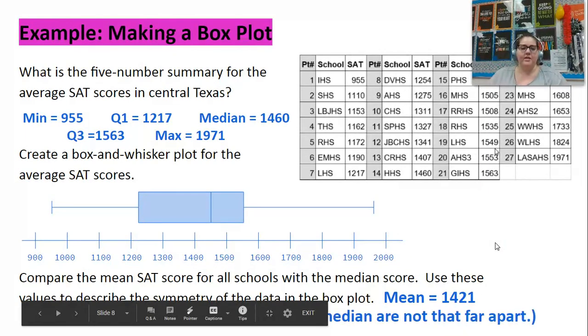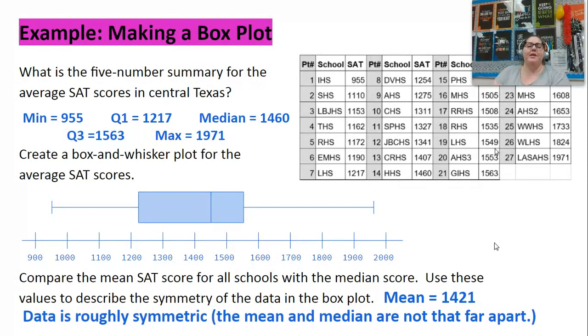So this is one where I would say the mean and median are really not that far apart, especially when we take into consideration the entire range of scores. 1421 and 1460 aren't that far apart, so you could say it's roughly symmetric. Now, again, the mean is technically less than the median, so if you said it's maybe slightly skewed to the left, or to the lower numbers, that would be fine too.